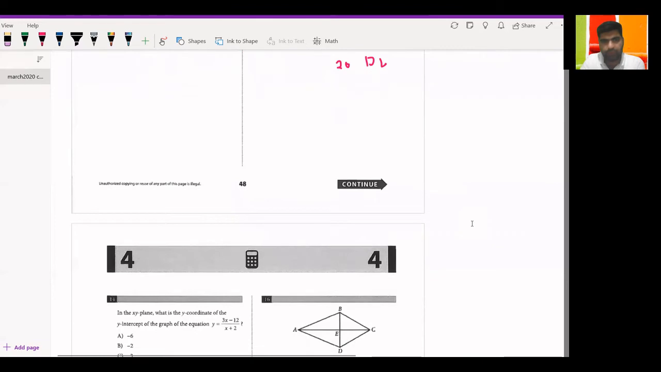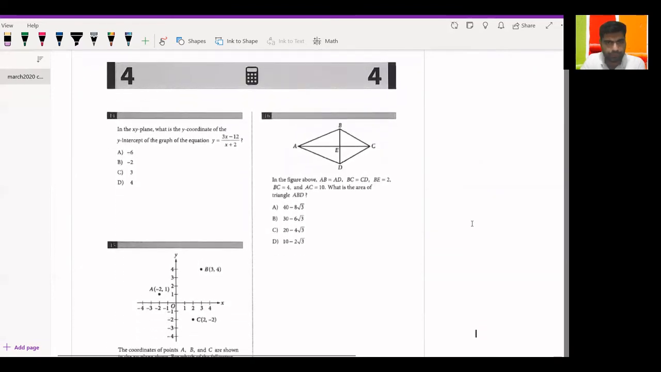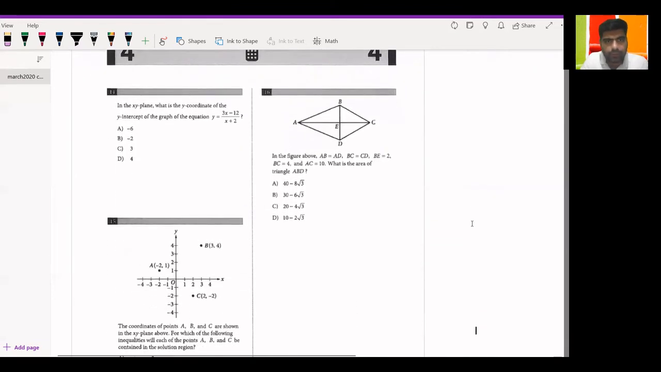Around 35%. We are done around 35%. Y coordinate of y-intercept. So to find y-intercept, again, we are going to plug in x equal to 0. So it is minus 12 over 2, minus 6.